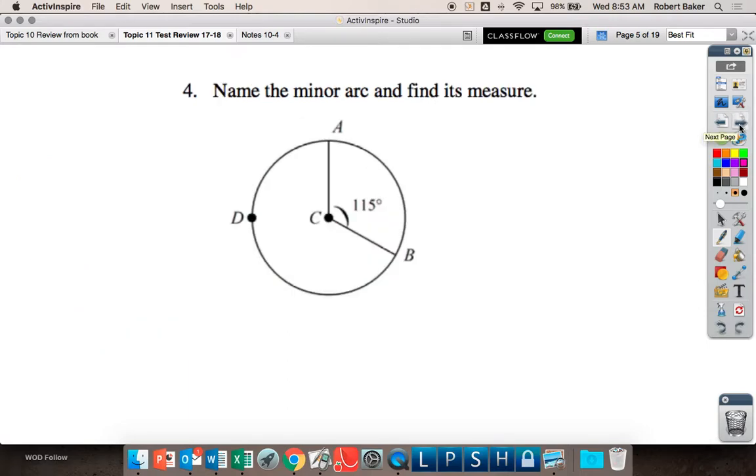Number 4, name the minor arc and find its measure. Which one's the minor arc? The minor arc, just 2 letters. ACB would be the name of the sector. That would be the whole piece. So AB is the name of the arc. And then how many degrees is it equal to? 115.